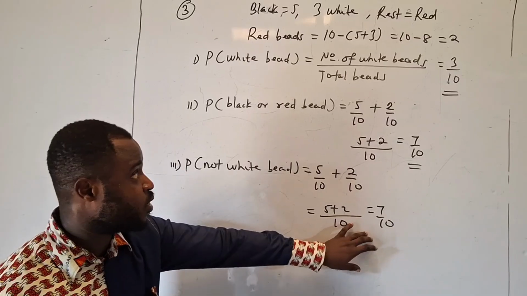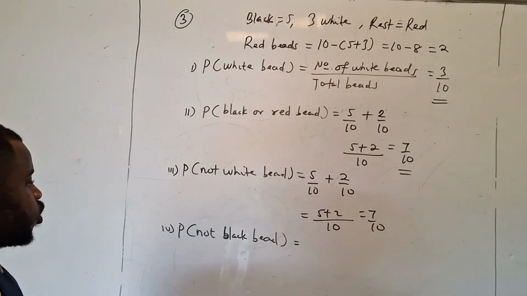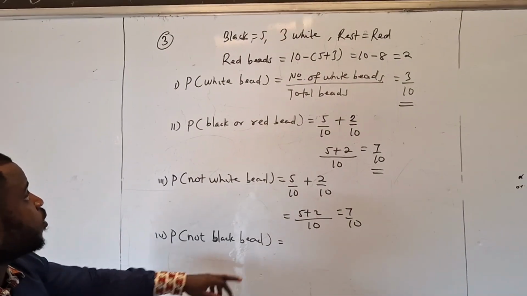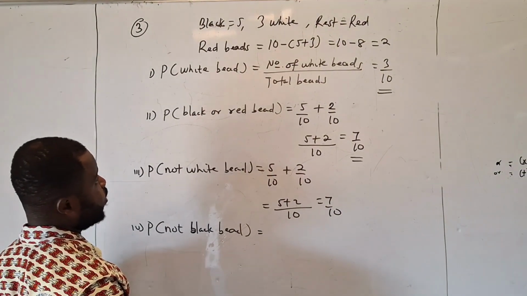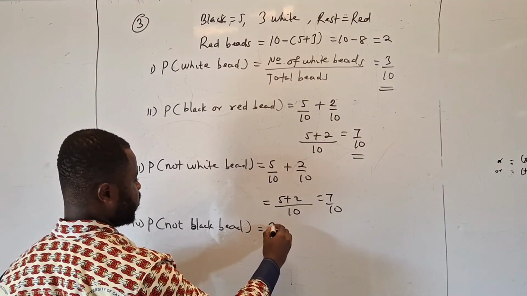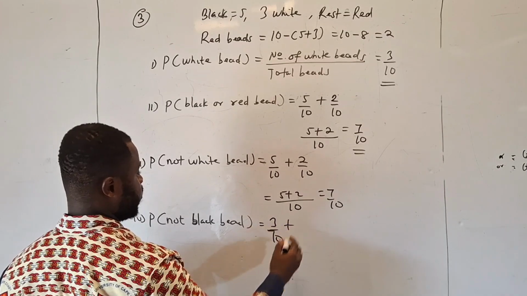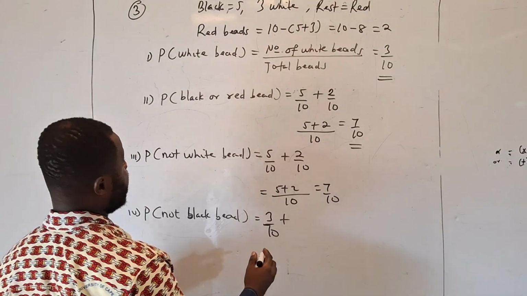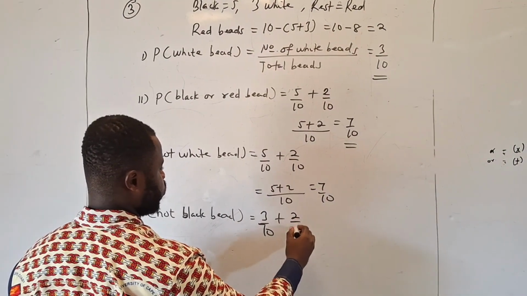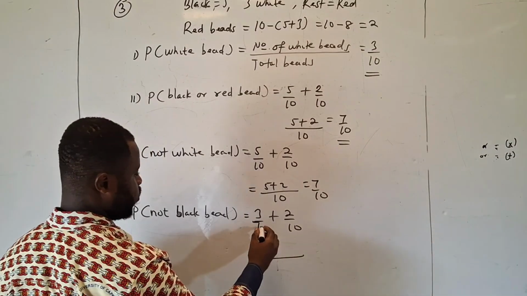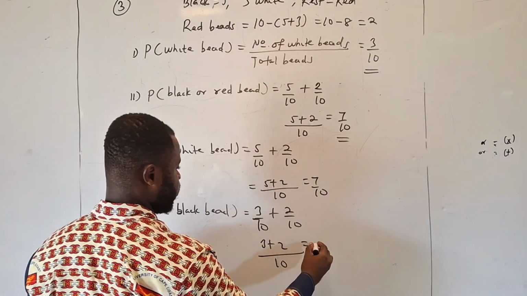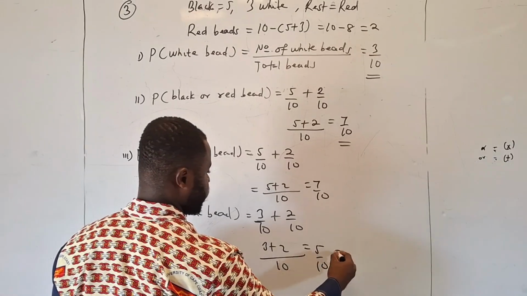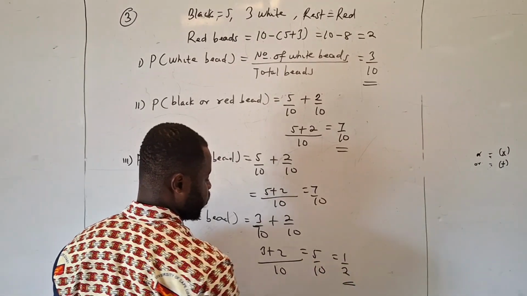So this is it. Then the probability of not picking a black bead. Not picking a black bead, you can pick either the white or the red bead. So the white bead, 3 on 10, and the red bead, which is 2 on 10. So 10 here, then we have 3, 2. So we have 5 on 10, which simplifies as 1 on 2.